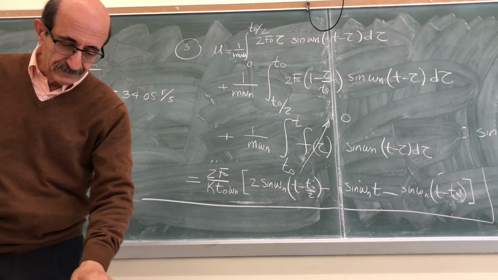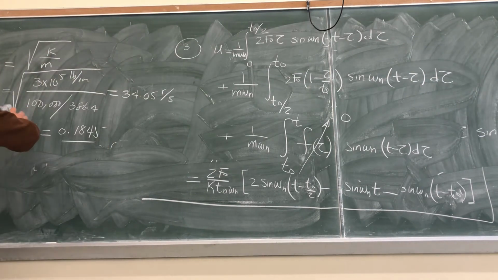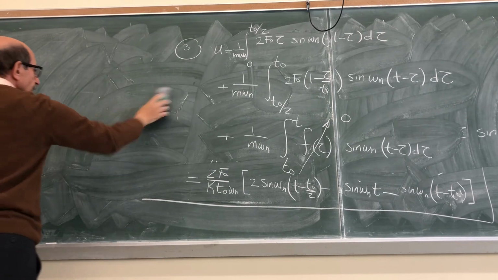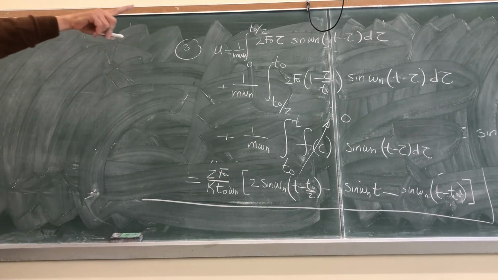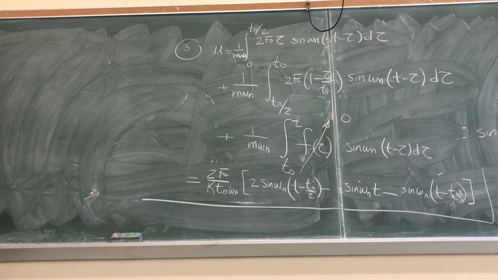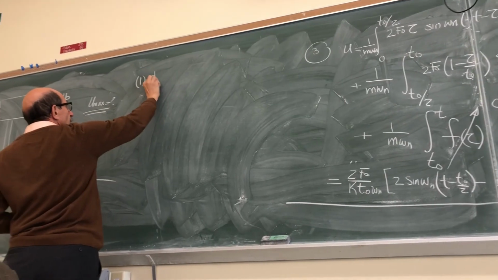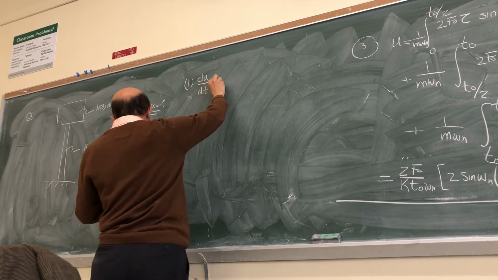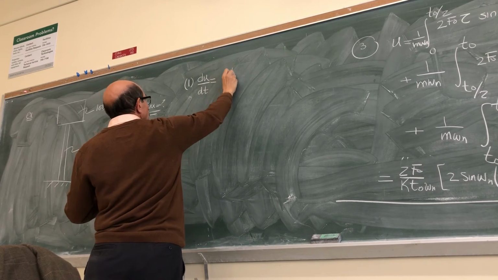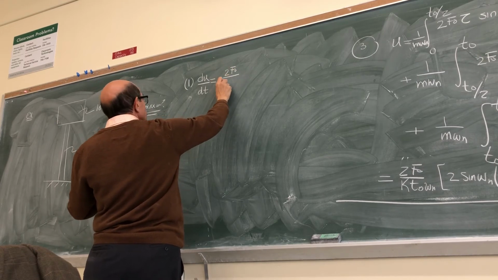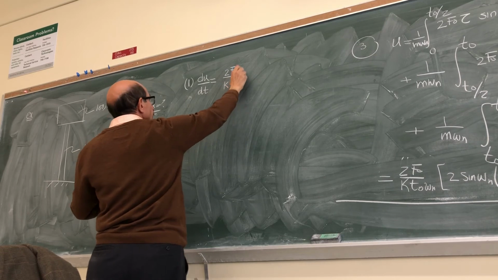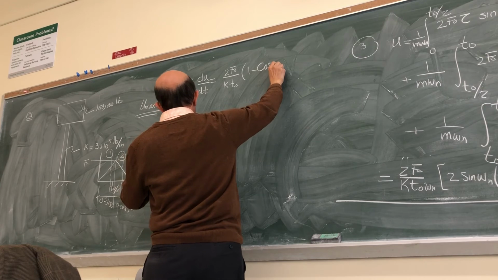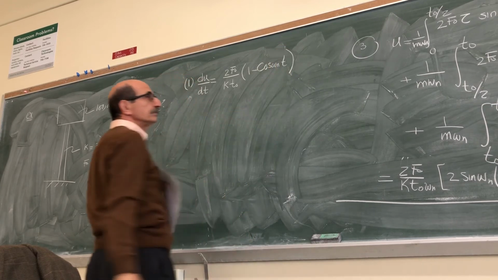So let's do that. So what I'm going to do is, first, let's take the derivative of that first function. If you look at the first function, evaluate du/dt, you will see that would become 2f0 over k t0 times (1 minus cosine ⍵n t). Okay.